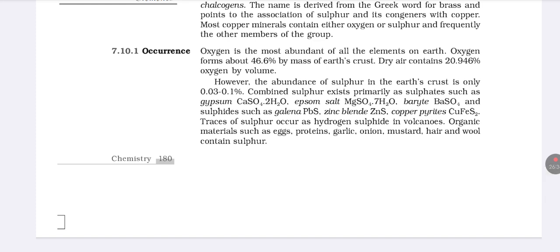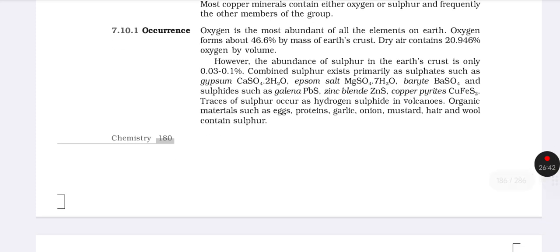Oxygen is the most abundant of all the elements on Earth. Oxygen forms about 46.6% by mass of Earth's crust. However, the abundance of sulfur in Earth's crust is only 0.03 to 0.1%.